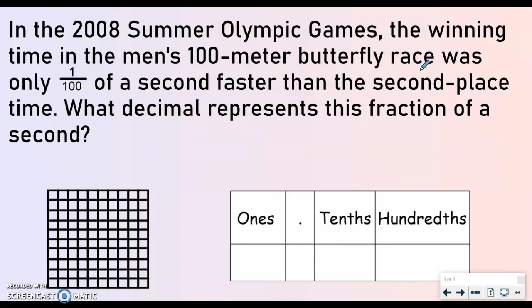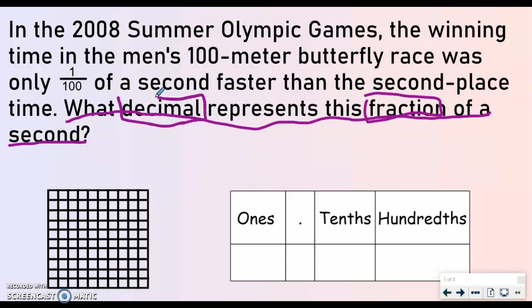We're going to use our CUBES strategy. There's a lot of information in here, and we don't really need all of it. So just looking through here, I see a lot of numbers, and I'm going to get rid of the ones that I don't need. I'm going to skip my C step, and I'm going to underline my question. It says, what decimal represents this fraction of a second? So I'm looking for a fraction, and I'm going to convert it into a decimal. That's what the question's asking me. Well, let's see if I can find my fraction of a second.